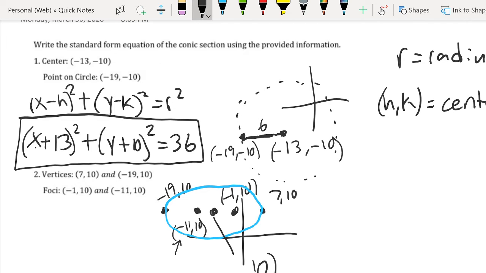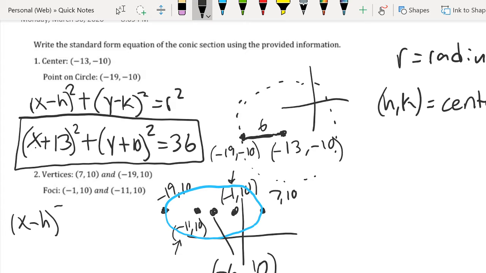So in between negative 11 and negative 1, if I add them, I get negative 12. Then I divide by 2 and I get negative 6. All right, so just take the simple average there. And you have negative 6 comma 10. So that's my center. And your equation for an ellipse, by the way, is very similar to a circle.